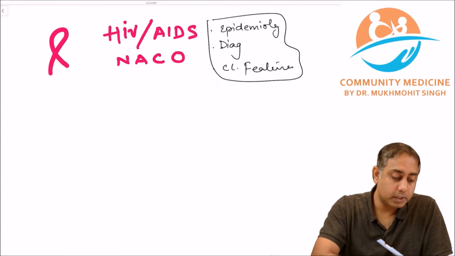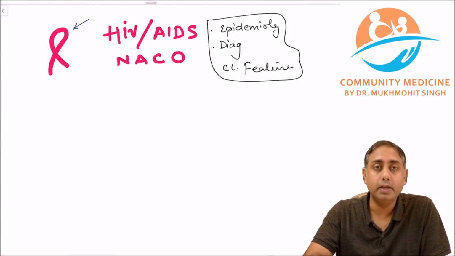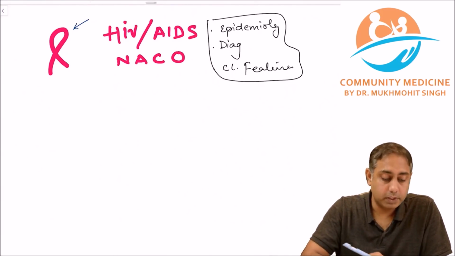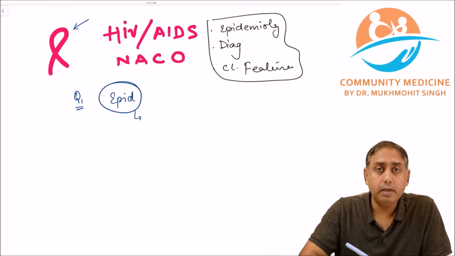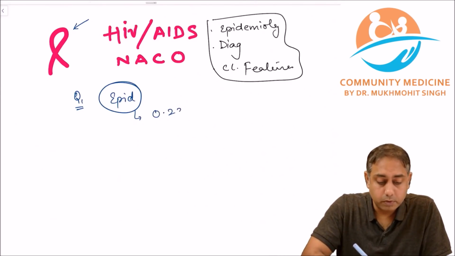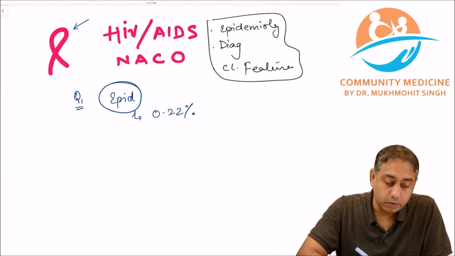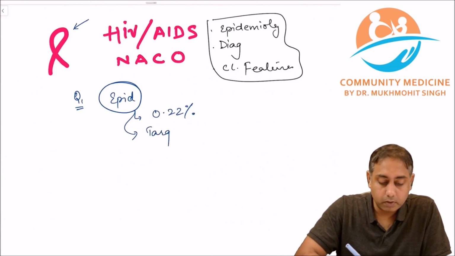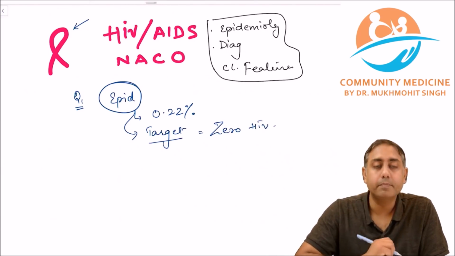First thing is, I think everybody knows this red color ribbon is the symbol for HIV/AIDS. If we talk about the epidemiology of HIV, the prevalence of HIV in India is 0.22%. It looks fairly low, but of course we have a long way to go towards zero HIV. The target of this NACO program is to obtain zero HIV transmission.